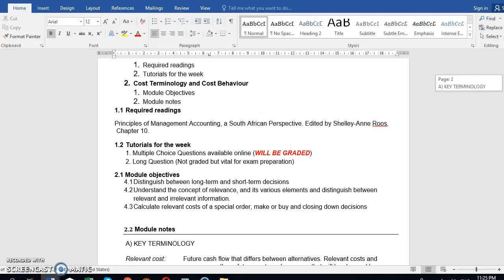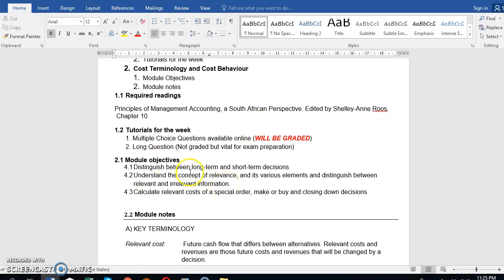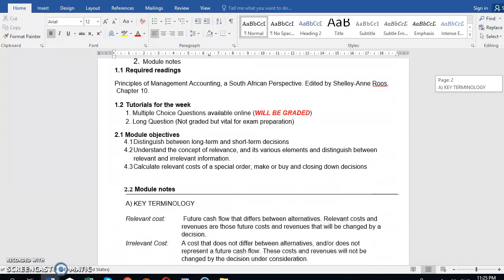Just wanted to highlight that the objectives are to distinguish between short and long-term decisions, understand the concept of relevance, which is important, and distinguish between relevant and irrelevant information. And then we're going to calculate the relevant cost of a special order, a make or buy decision, as well as a closing down decision. Alright, so let's get into it.